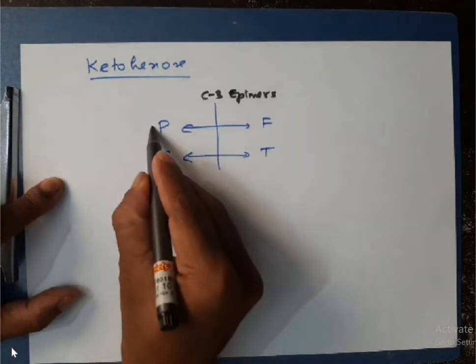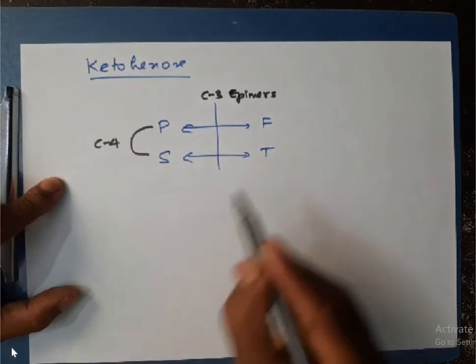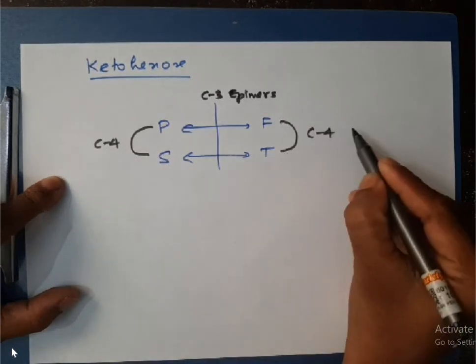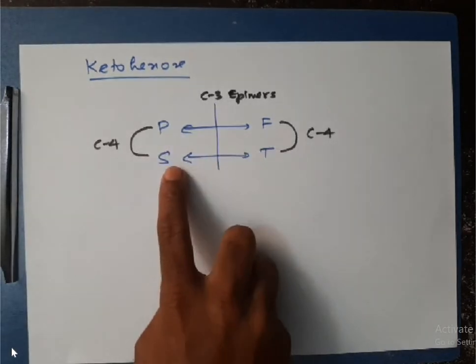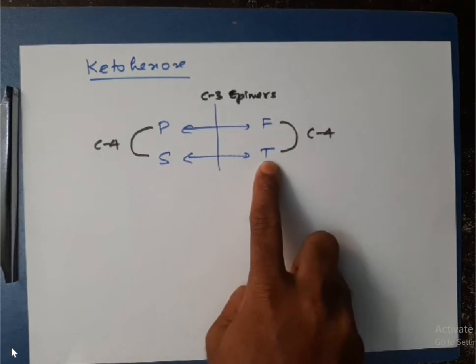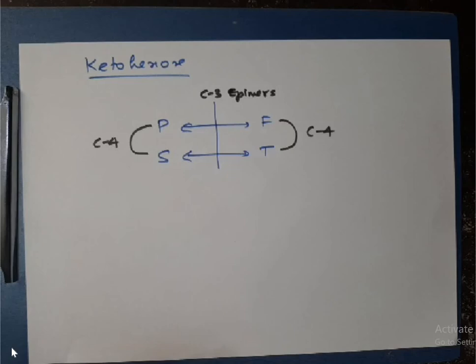Psicose and sorbose are C4 epimers. Simple, C4, and these two are C4. Very easy. Only one thing you should keep in mind: in ketohexoses, C2 epimers do not exist. Only C3 and C4 are there. This is psicose, this is fructose, this is sorbose and this is tagatose. So I have given the structures and one important isomer called epimers.